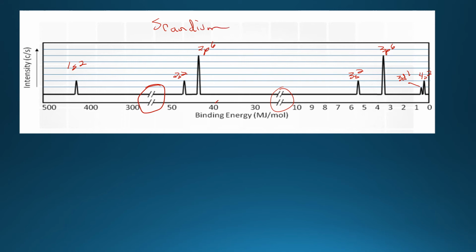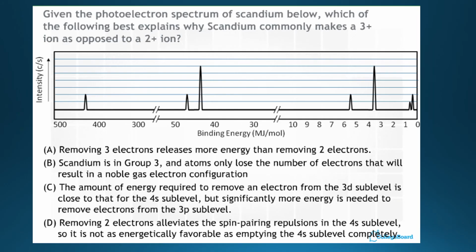So let's see what we're supposed to do with this. Given the photoelectron spectrum of scandium below, which of the following best explains why scandium commonly makes a 3+ as opposed to a 2+ ion? So 3+, it would be losing that 3d1 and the 4s2.